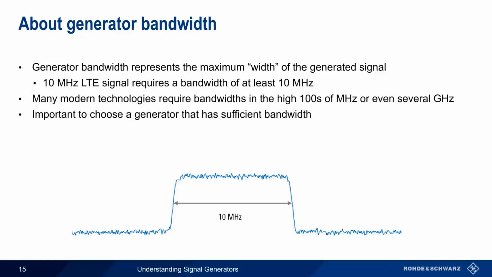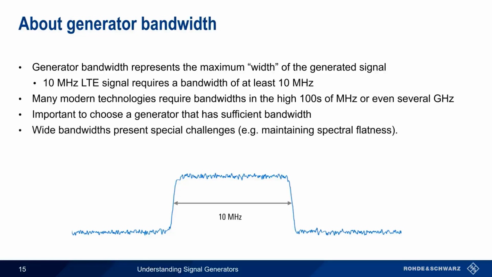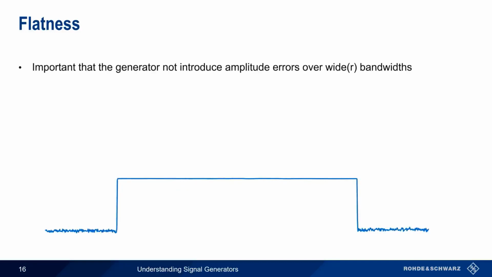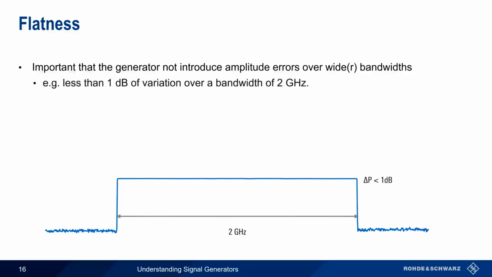A special challenge when using wider bandwidths in vector signal generators is the need to preserve spectral flatness across these very wide ranges or when changing frequency. As signals get wider, the flatness of the signal becomes more and more important. We want to ensure that our generator isn't introducing amplitude errors at any point over a very wide frequency range. For example, making sure that our amplitude error is less than 1 dB over a bandwidth of 2 GHz.